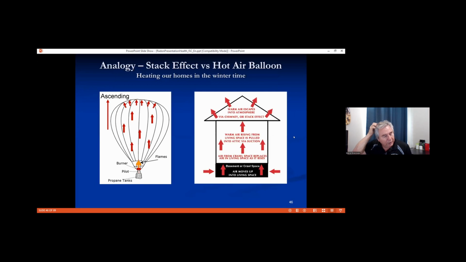Now, how radon infiltrates into your home, we can compare that to a hot air balloon. What do we do with a hot air balloon? As we heat up the air that's inside the hot air balloon, the hot air being lighter than the cold air will go to the top of the hot air balloon. That's actually what's going to create a buoyancy force, which is going to cause the hot air balloon to rise into the air. Now, when we heat our homes in the wintertime and all the windows and doors are closed, the same effect happens.